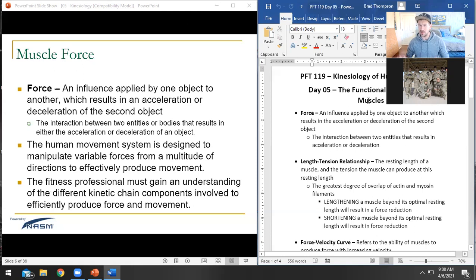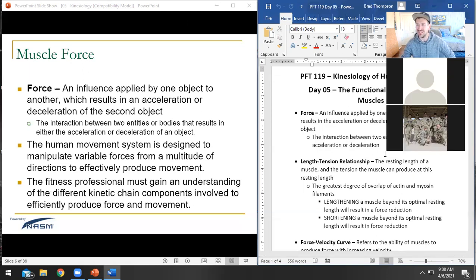Do we have any questions or comments so far before I dive into the more traditional definitions here? Nope. All right, so let's take a look.